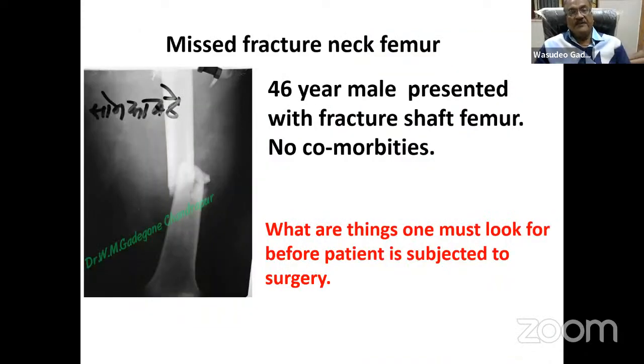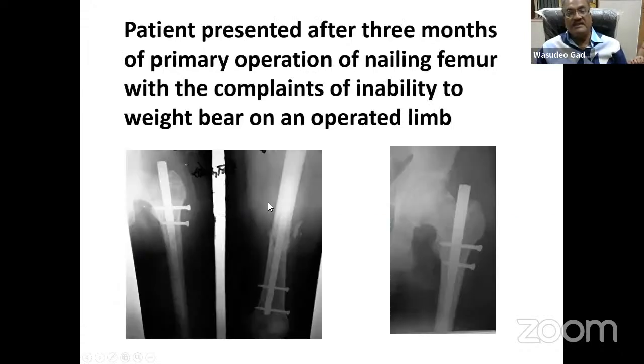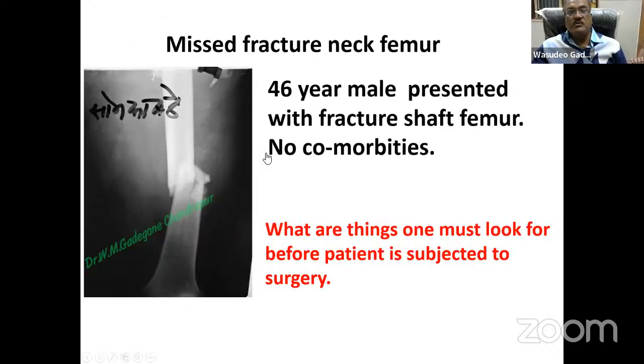Another example, a mixed fracture neck femur: a 46-year-old male presented with a fracture shaft femur, no comorbidities. What are the things one must look for before the patient is subjected to surgery? In a small nursing home, no hip joint X-ray, no AP and lateral, was done, and nailing was done in this case. And you can see there was a fracture neck of the femur which was missed, and there was a loosening of the screws.